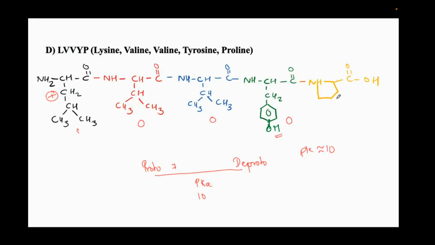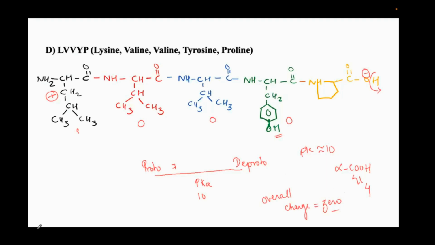Finally, we have a proline wherein the carboxyl group proton will be abstracted because the alpha carboxyl has a pKa of 4. It will be negatively charged. So we have one positive charge and one negative charge. The overall charge is 0.